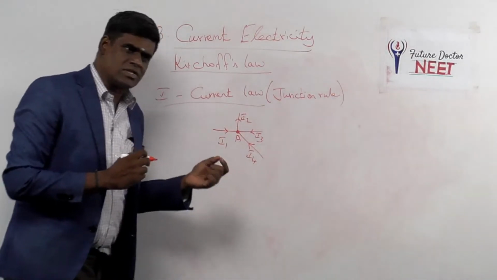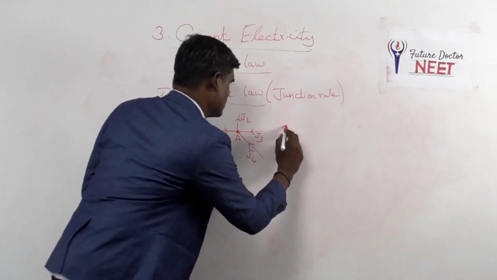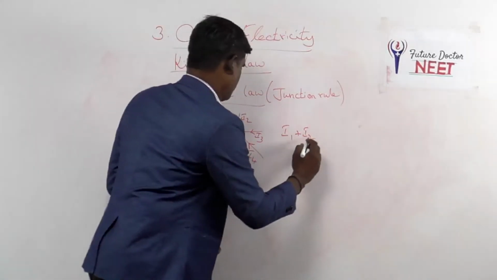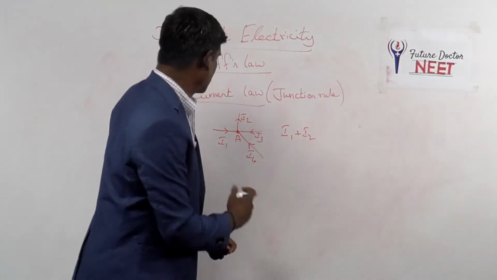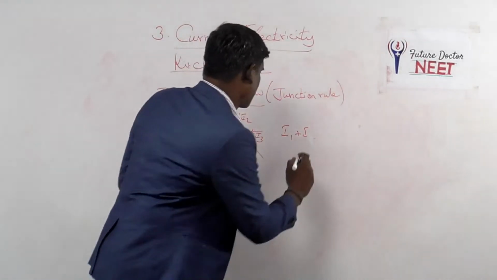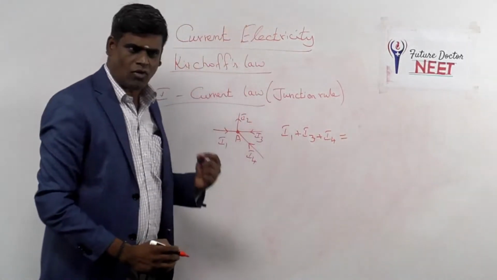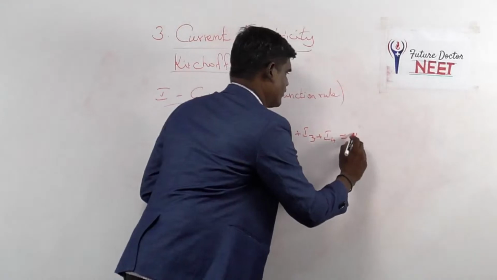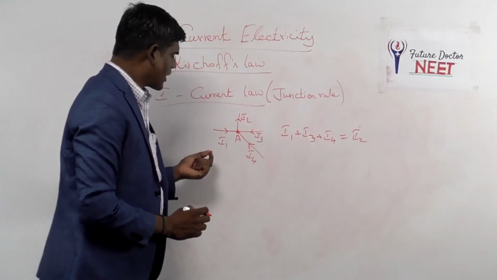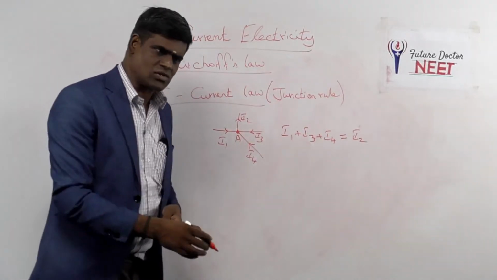Say, which currents are going towards the junction? I1, and then I2, oh, all are going inside? No, I2 is moving away. I3 and I4 are going towards the junction, and the current flowing away from the junction is I2. This is Kirchhoff's first law. Sum of the current flowing towards the junction is equal to sum of the current flowing away from the junction.